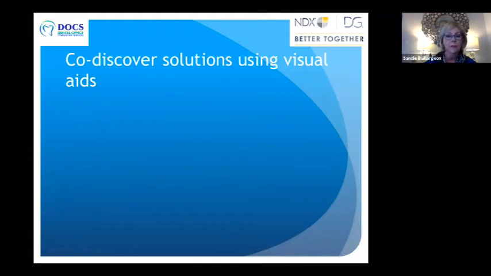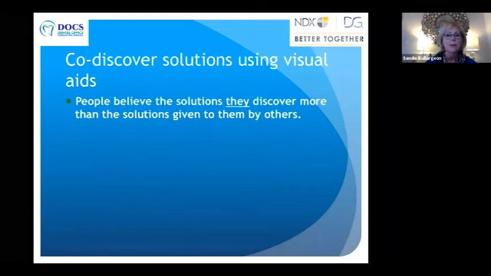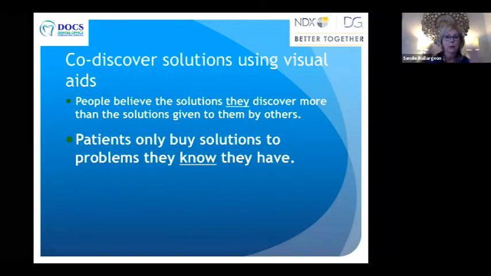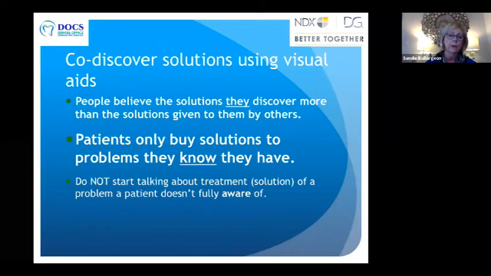So that's really important. Co-discover solutions using as many visual aids as you possibly can, because people believe the solutions that they discover more than solutions given to them by others. So if they see the solution blown up on the big screen and right in front of their eyes, then it's much easier to get them to follow through with the treatment. Patients only buy solutions to problems that they know they have, and that's why creating awareness is so important.